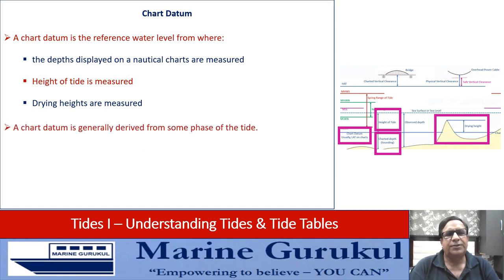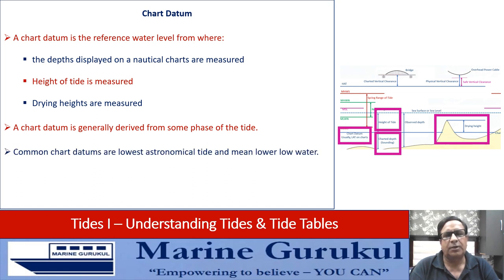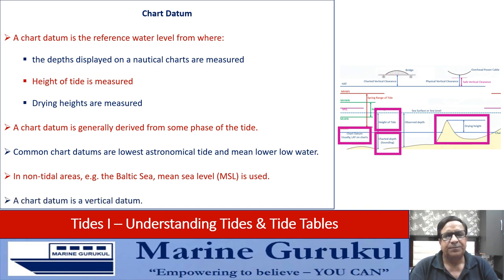A chart datum is generally derived from some phase of the tide. Common chart datums are lowest astronomical tide, that is LAT, and mean lower low water. In non-tidal areas like the Baltic Sea, mean sea level is used as the chart datum in the absence of tides. A chart datum is a vertical datum, so the measurements with respect to chart datum are done in the vertical plane.